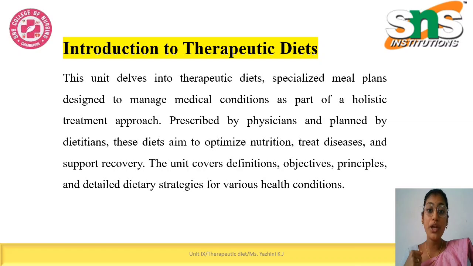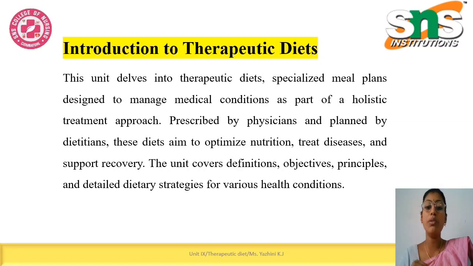You may be curious about what is meant by therapeutic diet. First, we start with an introduction to therapeutic diet. This unit is specially meant for meal planning, which is designed for the patient to manage according to their disease conditions. It is designed to manage a medical condition as part of a holistic treatment approach. These therapeutic diets are prescribed by a dietitian and physician, and are planned to bring out optimized nutrition, to treat the disease conditions and also to support recovery.